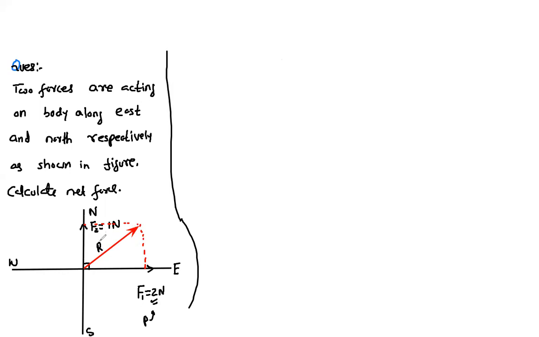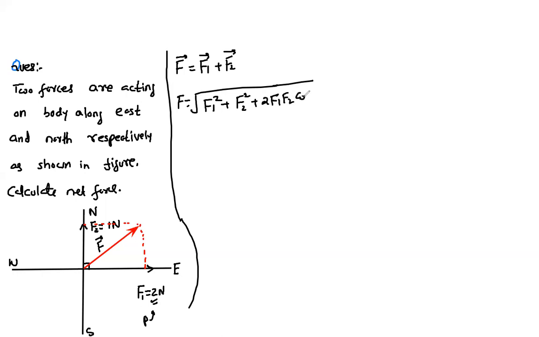This is your resultant force F, right? This is your force. So force F is the vector sum of F1 as well as F2. You can write the magnitude of force F as F1 square plus F2 square plus twice of F1 F2 cos 90. Cos 90 is 0. So F is root over F1 square plus F2 square.